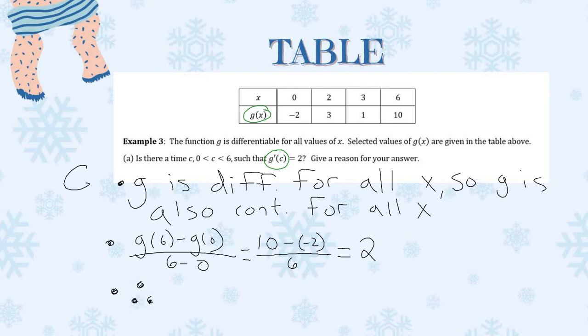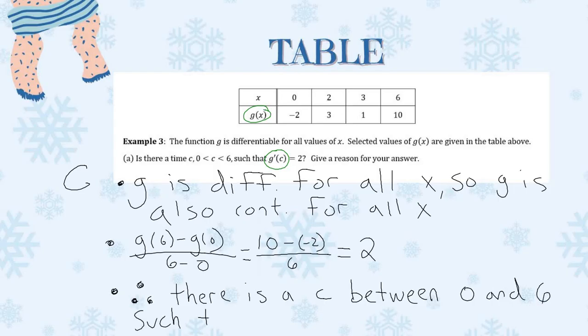So what can our conclusion now be? Therefore, basically we're just restating this: there is a c between 0 and 6 such that g prime of c equals 2 by what? MVT.